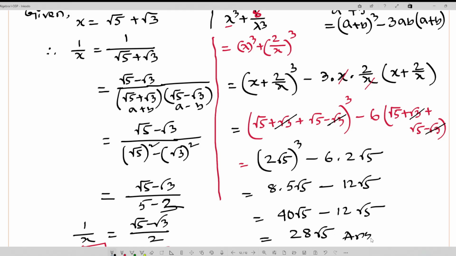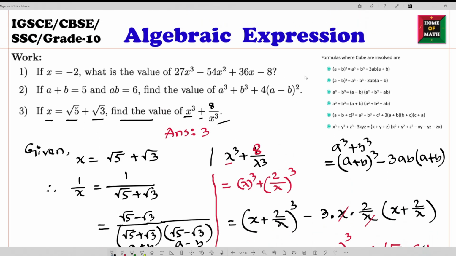Done. Very easy and very simple. So if you have any question, please write in the comments box, and you should practice more of these kinds of math because this is very important for examinations, especially IGCSE, CBSE, grade 10 and also SAT.